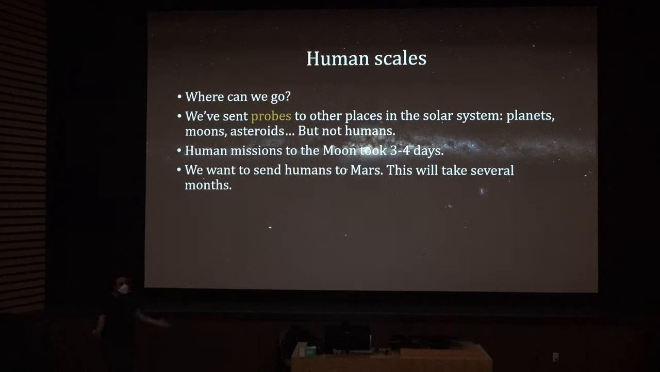But where can we go? So we have sent probes to other places in the solar system, and I'm going to talk about these probes in more detail later. So we sent probes to other planets, moons, asteroids, but we haven't sent humans to any of these places. The only place we sent humans to is the moon. And these missions to the moon took on average 3 or 4 days. We want to send humans to Mars. This is everyone's big dream right now, because Mars is kind of the most like Earth among the planets. Such a journey, depending on how fast your rocket can move you, will take several months, which is still doable.